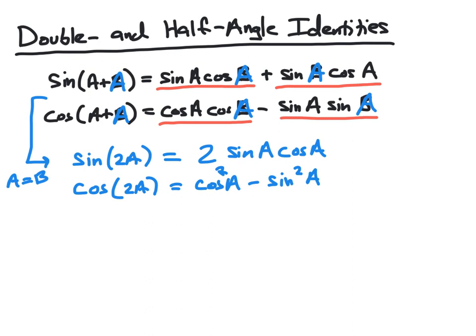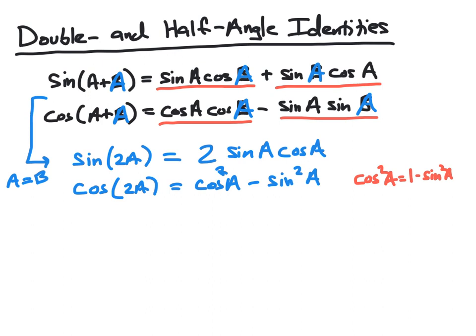So these are one version of the double angle identity for sine and cosine. Sine of 2a, double the angle a, is 2 times the sine of a times the cosine of a. And the cosine of 2a is the cosine squared of a minus the sine squared of a. This is the only version for the sine of 2a, but the cosine of 2a has a couple additional versions which are sometimes helpful. Recall, for example, that the cosine squared of a can be written as 1 minus the sine squared of a.